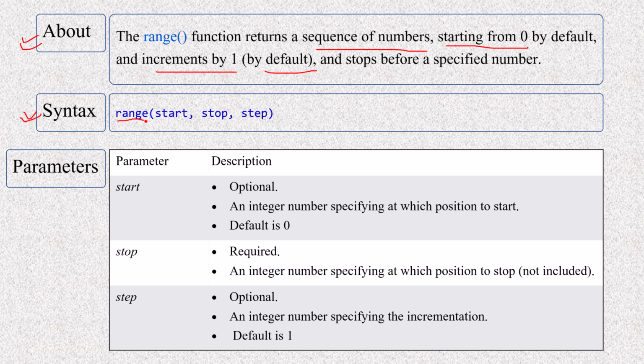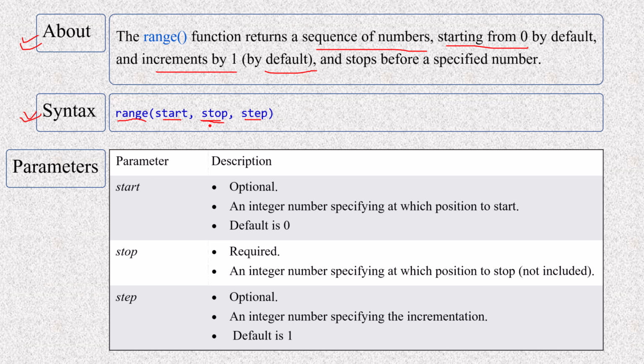So we have to specify the range keyword, and inside the brackets we have to specify where to start, where to end, and the step. Here the start is optional, and start is an integer number specifying at which position to start, and by default the start value is 0. Remember that this is optional. Stop is required. This is not optional.